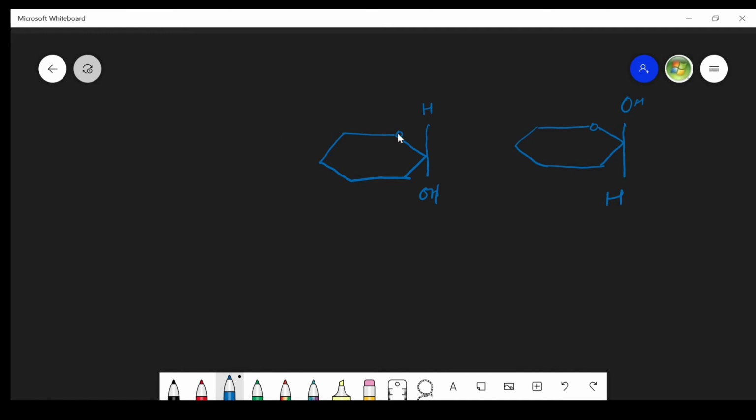So if the hydrogen is on the upper side and hydroxyl group at the lower side, then we call it alpha glucose. Whereas if the hydroxyl group is present on the top side and hydrogen is present on the bottom side, then we call it a beta glucose.